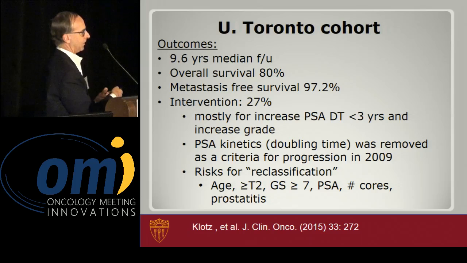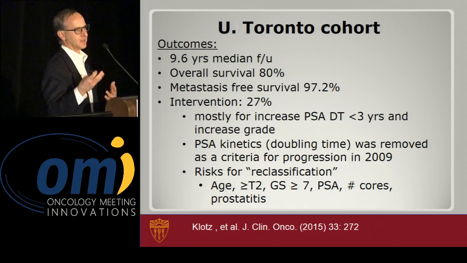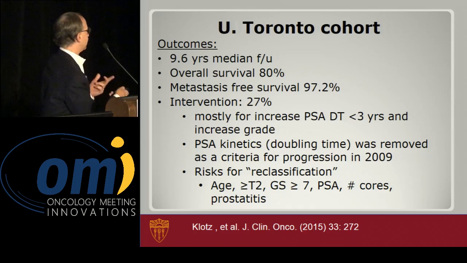Intervention occurred in only about 27% of patients, which is less than in the US cohort. But many of the interventions occurred because in the early phases of this cohort, they looked at PSA doubling time, and at some point they decided that PSA doubling time is not an important criterion, which other studies like Johns Hopkins have shown, that the PSA really shouldn't be a trigger for intervention in these patients. So that was removed.